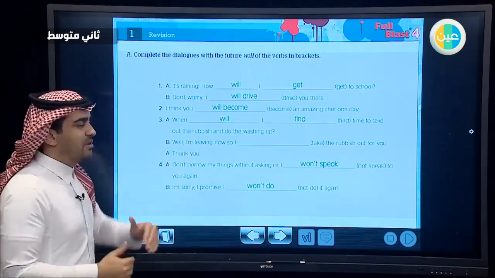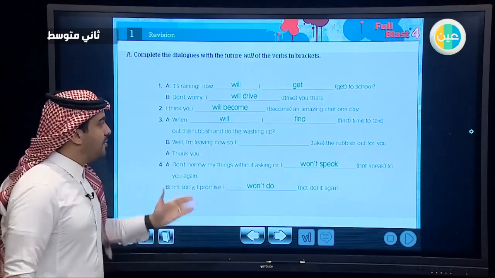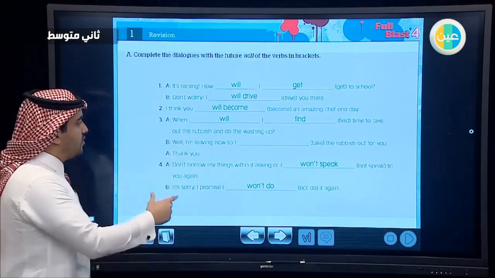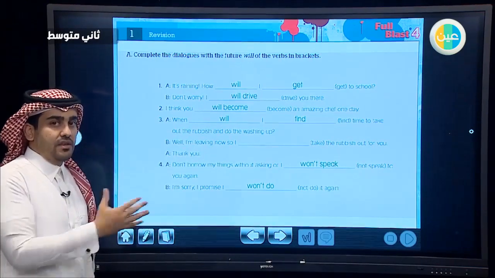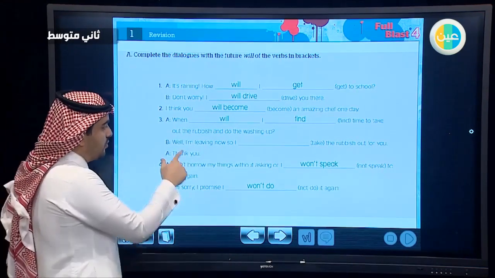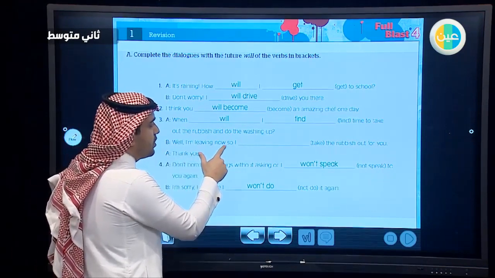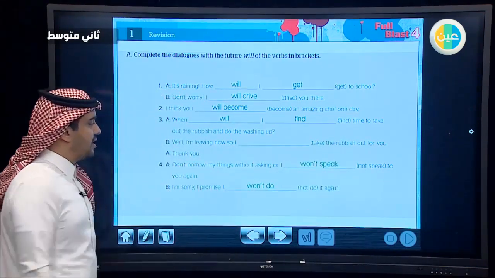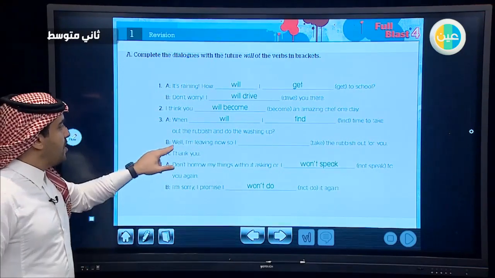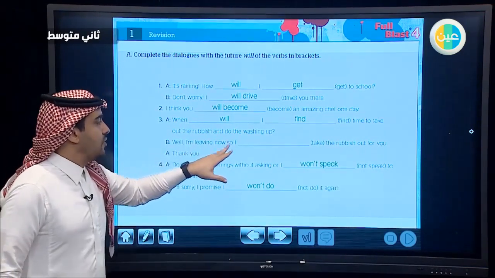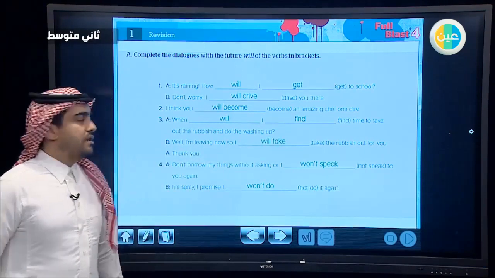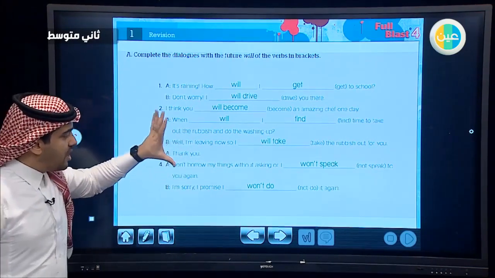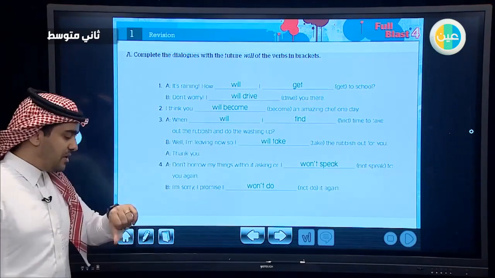So this person is struggling because he doesn't have enough time, so another person offered him help, an offer, that he will do it instead of him. So here we also use the future will. We say, well I'm leaving now so I blank take the rubbish out for you, and he said thank you. Well, I'm leaving now so I will take the rubbish out for you. Okay, good. Let's move on to exercise B.